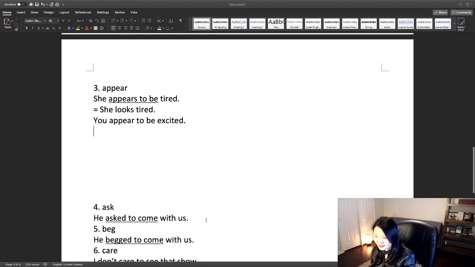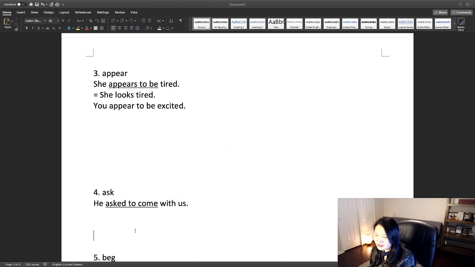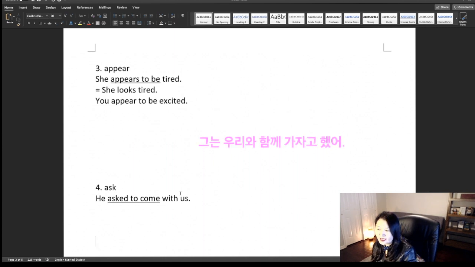All right, let's go to ask. So the example sentence here is that he asked to come with us. He asked, this is the past, right? To come with us. So after ask, you use to come, right? So let's try to make a question: did he ask to come with us? If you want to make a question sentence, it's going to be like that. Did he ask to come with us?